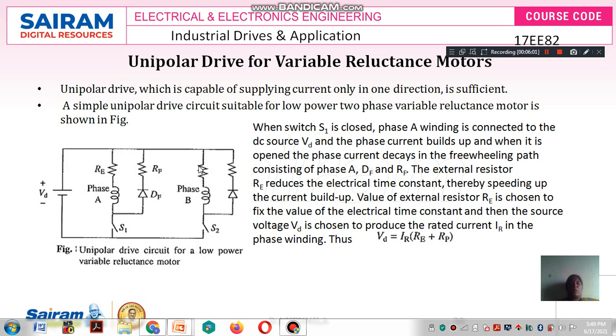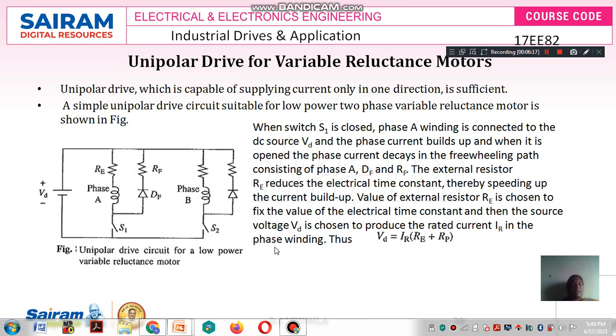And the source Vd is chosen to produce the rated current IR in the phase winding. Thus Vd is equal to IR into (Re plus Rp). Vd is nothing but IR times (Re plus Rp).